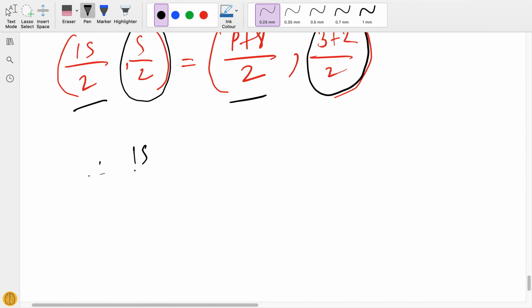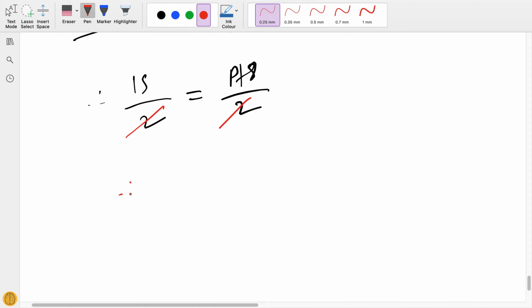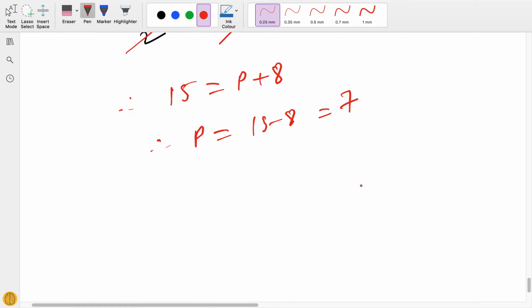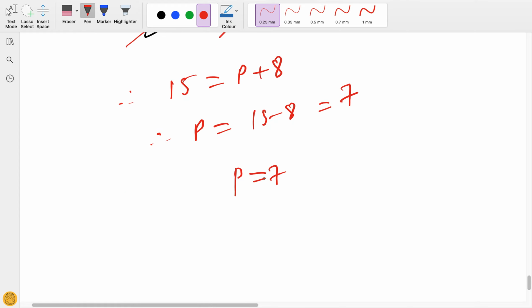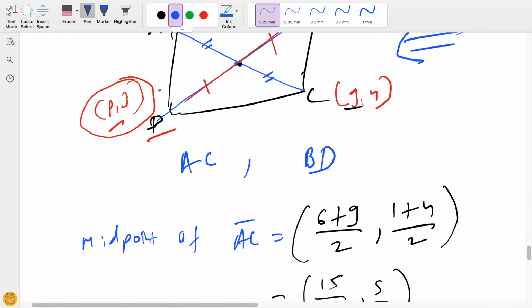So now 15 by 2 is equal to P plus 8 by 2. The 2 cancels, so 15 must be equal to P plus 8. So P must be equal to 15 minus 8, which is 7. So P is 7. So we found the coordinate of the point D, which is P comma 3, which is 7 comma 3.